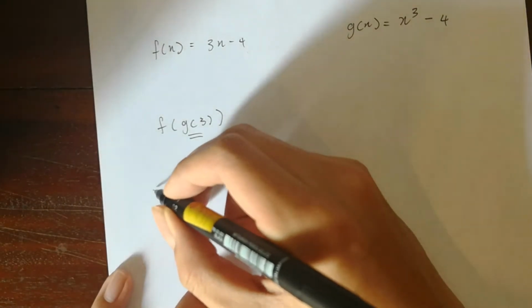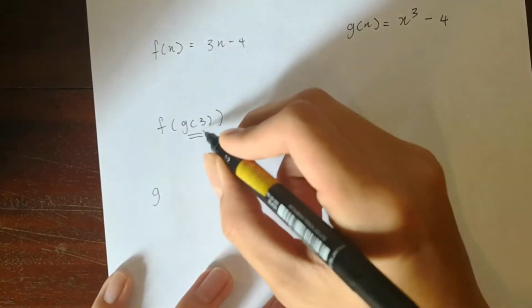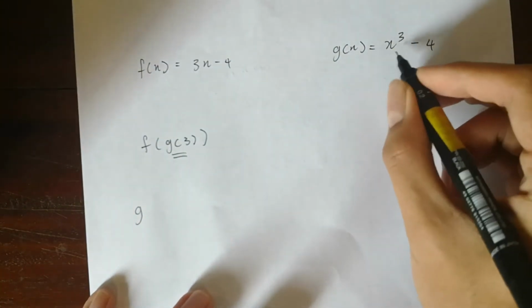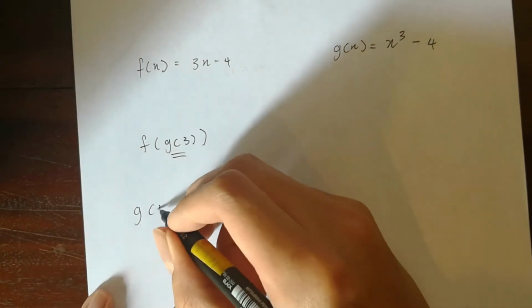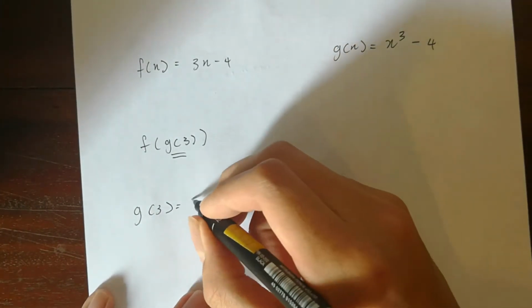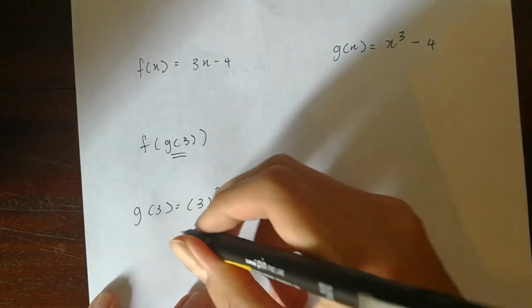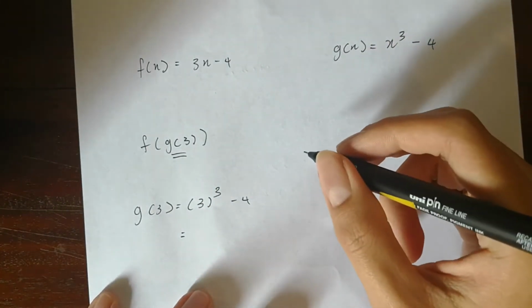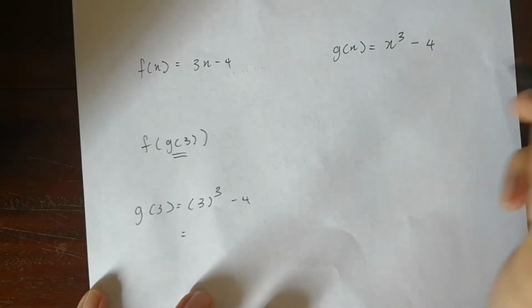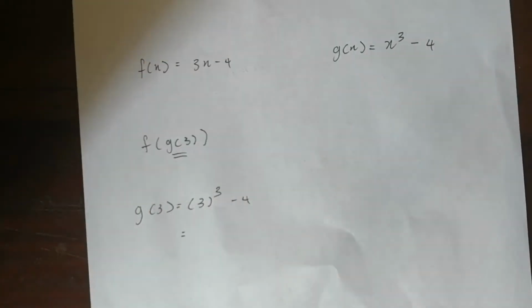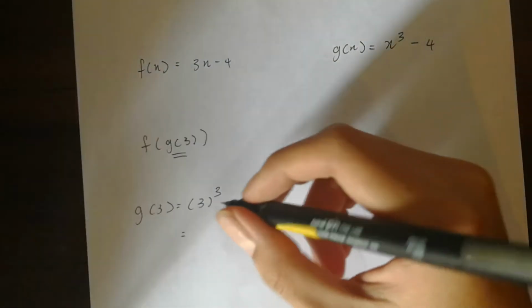So we sub in 3 inside the x value of g of x. So we get 3 cubed minus 4, and 3 cubed minus 4 is equal to 23.